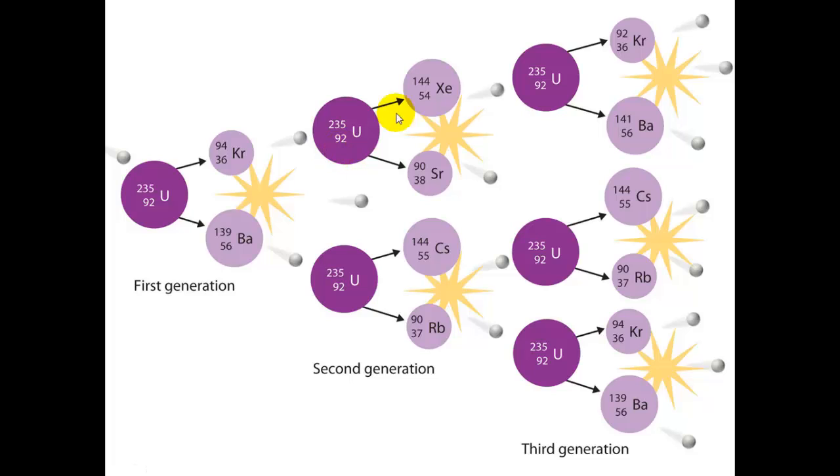Then the nuclei that are produced might be different. This is xenon and strontium, this is cesium and rubidium. There's no fast rule to say which is produced, but what is important is the atomic mass is conserved. So we have 235 plus 1 would be 236. Afterwards, we must produce a mass of 236.